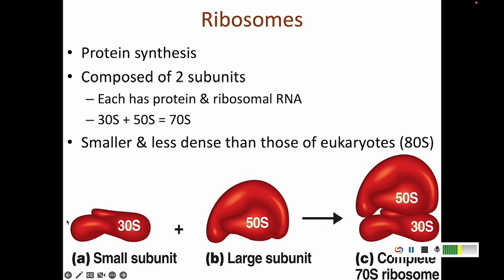So you have a small subunit that's 30S, a large subunit that's 50S, and together it's 70S. Please make sure you pay attention to these numbers because they differentiate a eukaryotic cell from a prokaryotic cell. So a prokaryotic cell has a 30S small subunit, a 50S large subunit, and 70S altogether. These ribosomes are smaller and less dense than what you'll find in a eukaryotic cell.